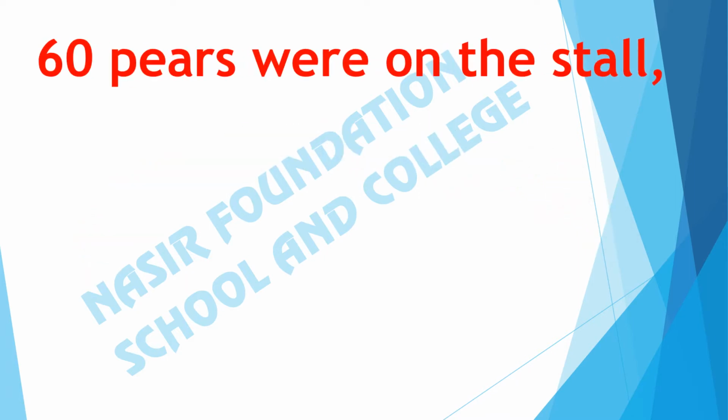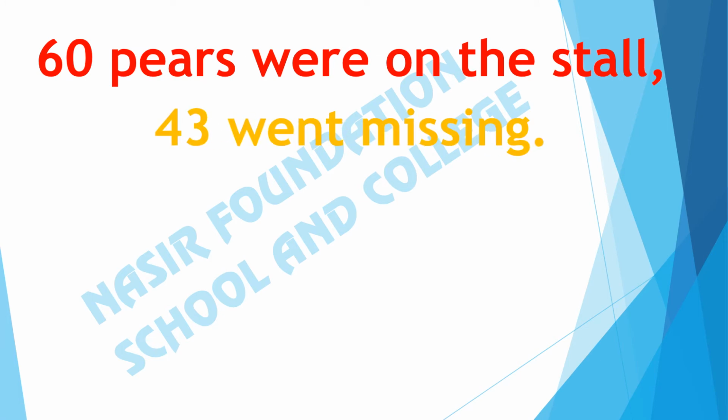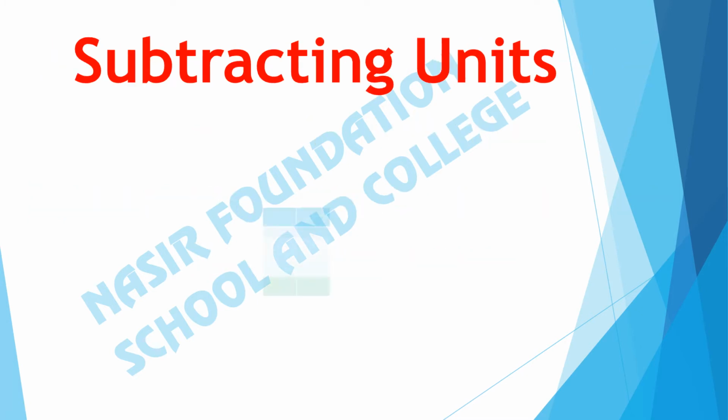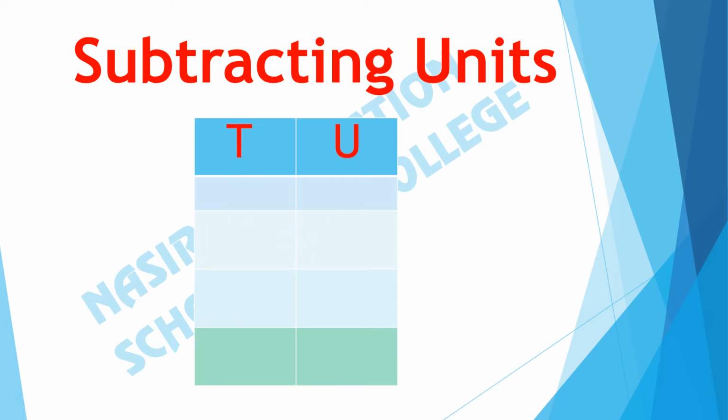In a stall, 60 pairs were on the stall. 43 went missing. How many pairs are left on the stall now? We will draw the chart and we will write 6 in the tens column and 0 in the units column. Same way we will write 4 in the tens column and 3 in the units column, and we will use this sign of subtraction with it.